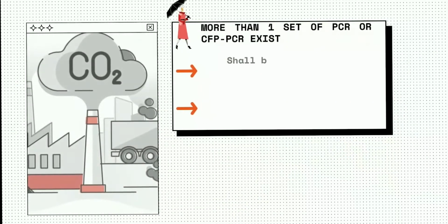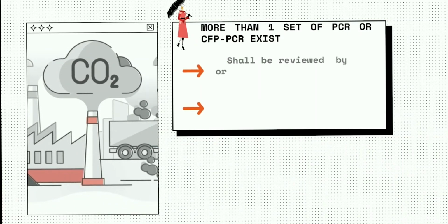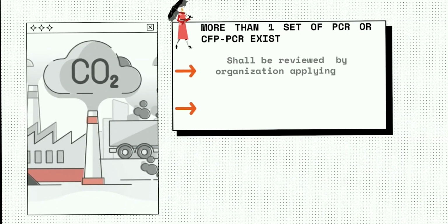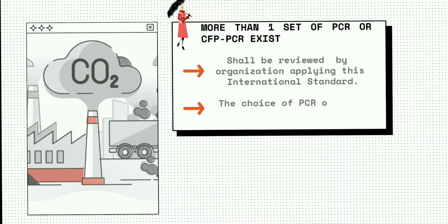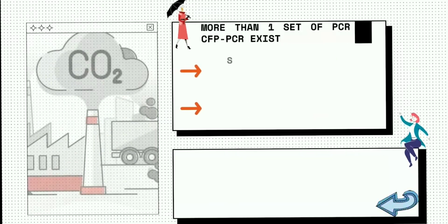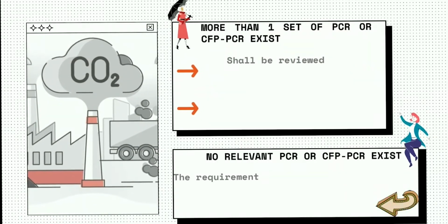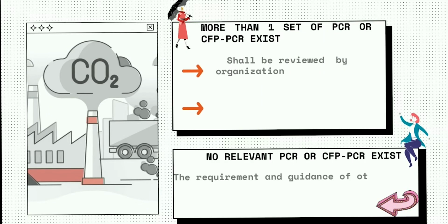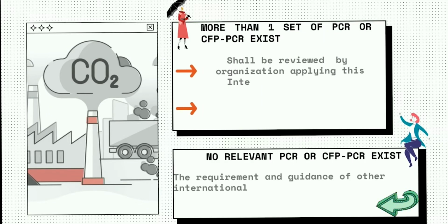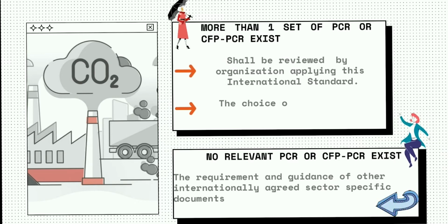The next type of requirement is when more than one set of PCR or CFP PCR exists. When this happens, they shall be reviewed by the organization applying this international standard and the choice of PCR or CFP PCR adopted shall be justified. The next type of requirement is when no relevant PCR or CFP PCR exists. The requirements and guidance of other internationally agreed sector-specific documents related to specific materials should be adopted when this situation happens.